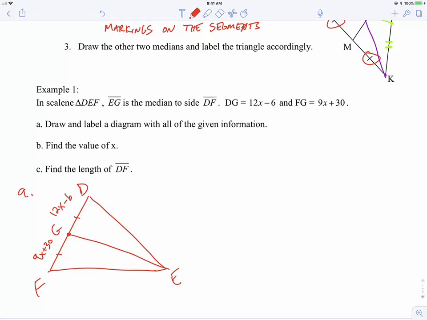Part B, find the value of x. So for part B, I can say since this is a median, I know the measure of segment GD is equal to the measure of segment FG, so therefore I know 9x plus 30 must be equal to 12x minus 6. So I'm going to solve that for x. I get 3x equals 36, x equals 12. That is the answer for part B.